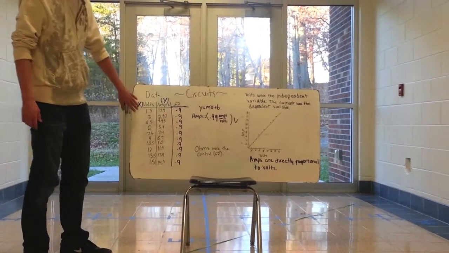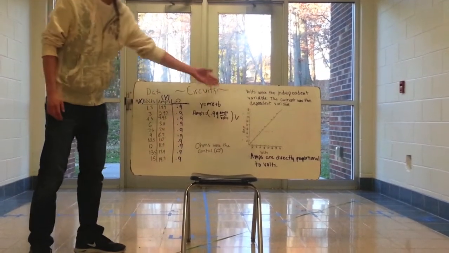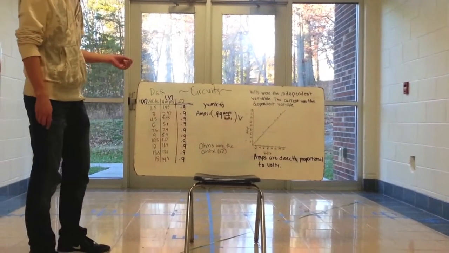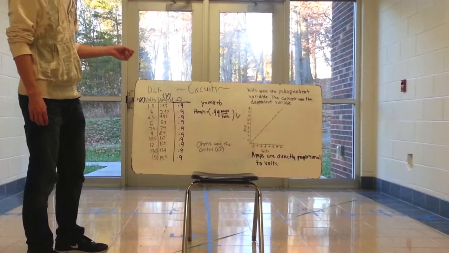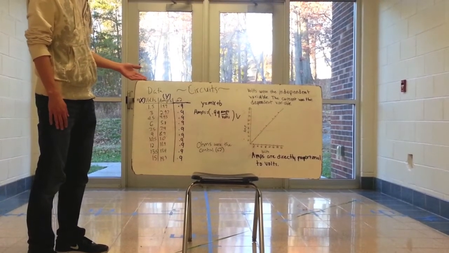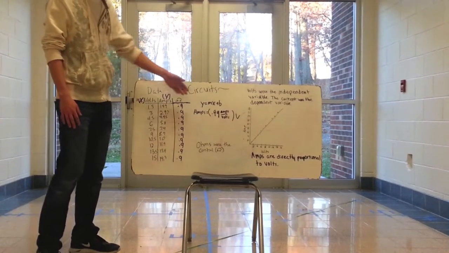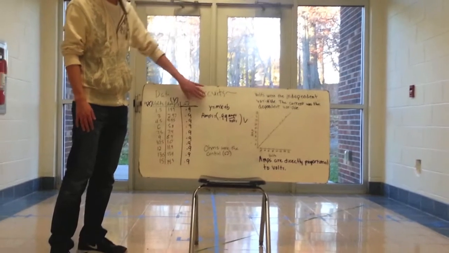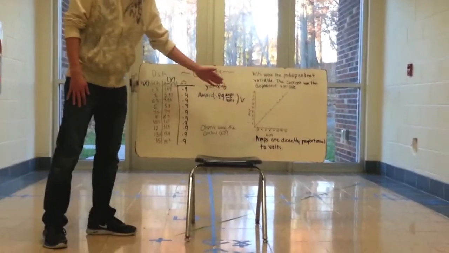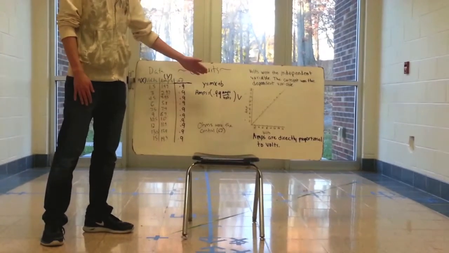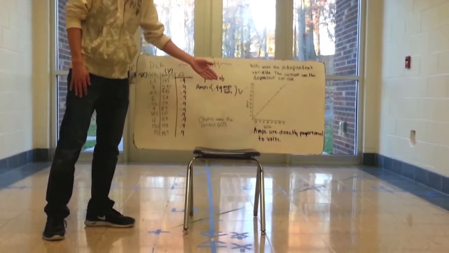And so this is our data chart, this is our graph, and as you can see, it's a linear graph. So we know that the relationship between amps and volts is that amps are directly proportional to volts. This is our mathematical model. Y equals mx plus b. Y is going to be amps, everything on the y-axis. X is going to be V, everything on the x-axis.